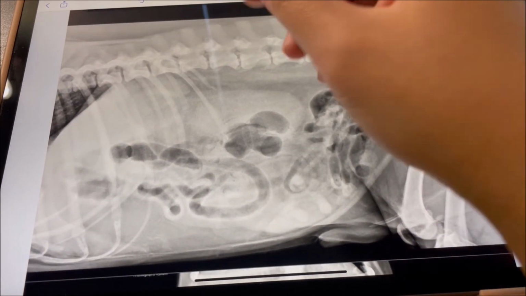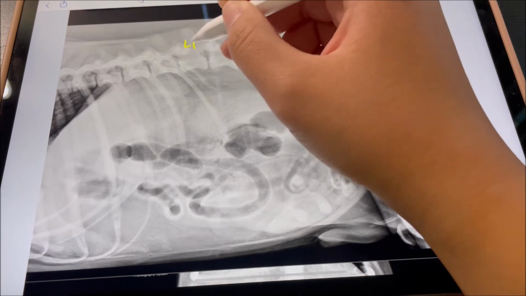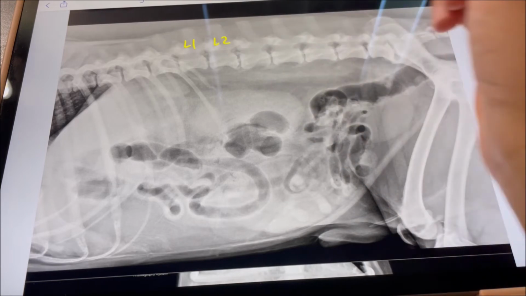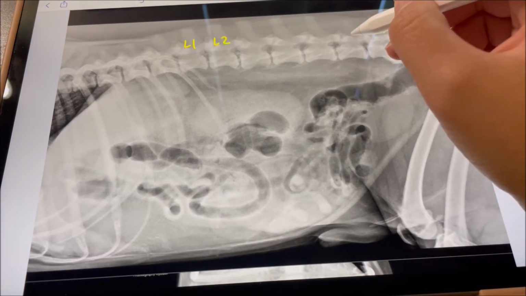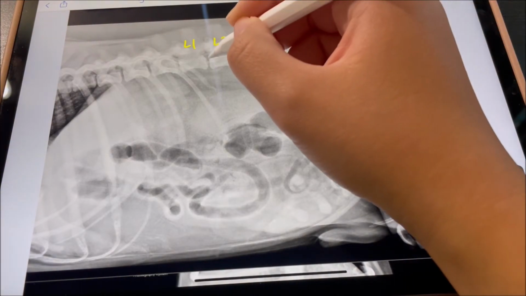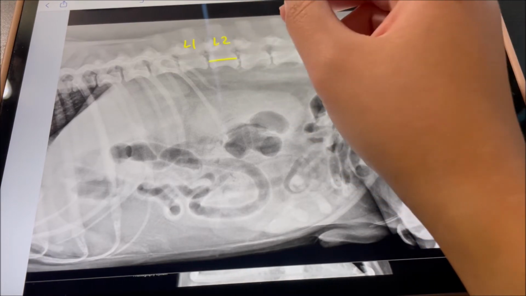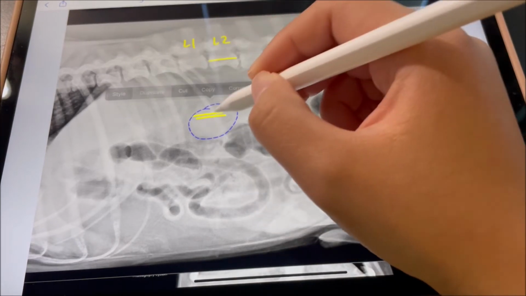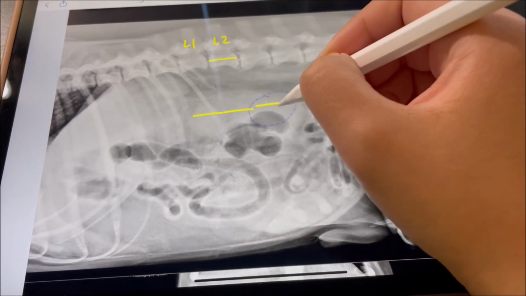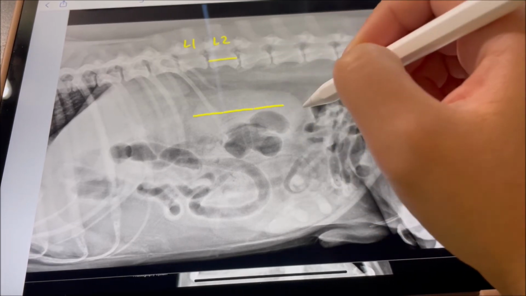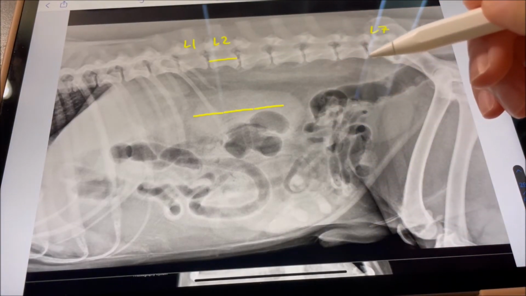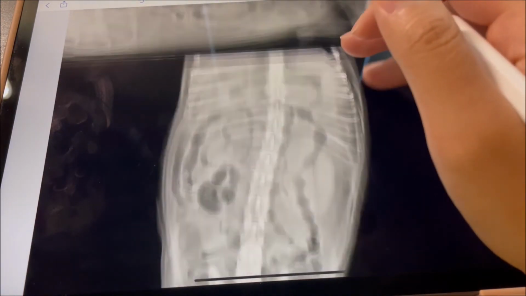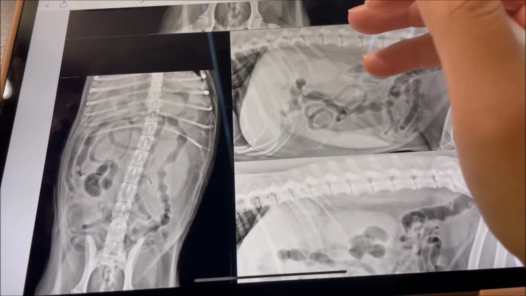For L2, I can either start from the vertebra that doesn't have ribs, so L1, L2, or I can count backwards from L7, 6, 5, 4, 3, 2. But anyways, this is L2. And yeah, this kidney is definitely greater than 3 times, so it is enlarged. It might be inflammation, might be neoplasia, but we can double check with ultrasound.